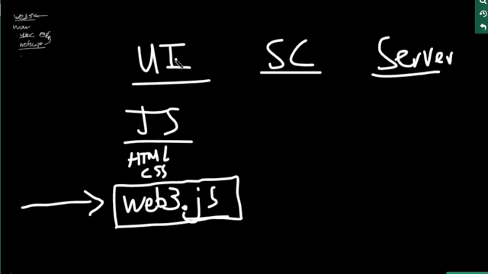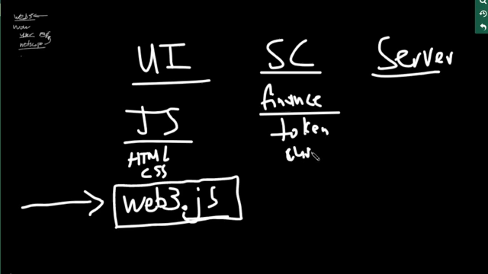Now, what Web3.js allows your website to do is to talk with smart contracts. Smart contracts really handle all the logic with the finances. It's all about which kind of tokens you have, which kind of currencies you have. It's all on the blockchain and it's all handled through smart contracts. Which kind of NFTs you have, and so on and so forth.